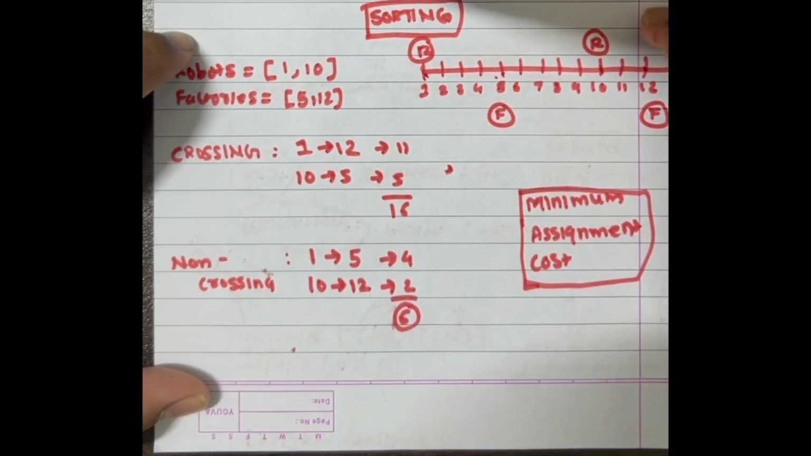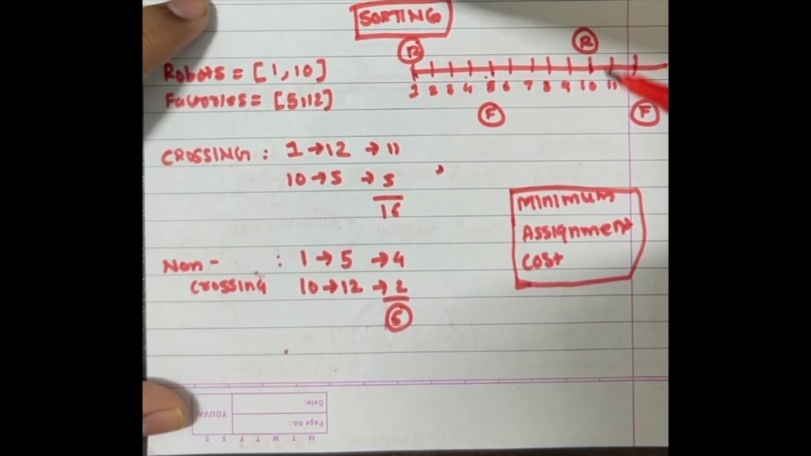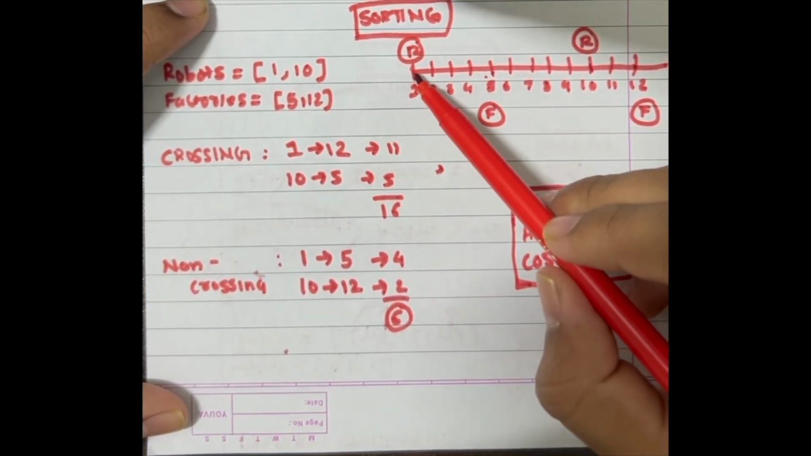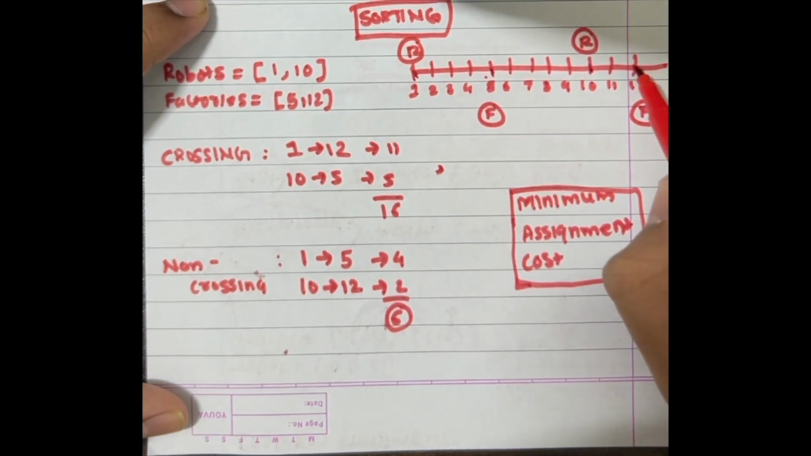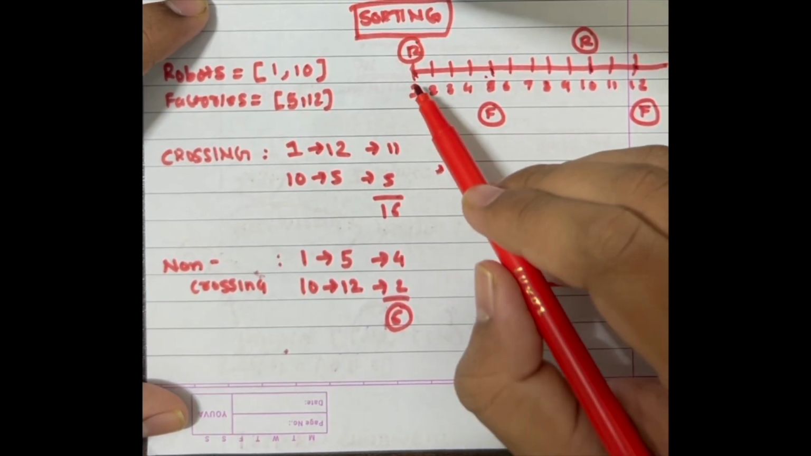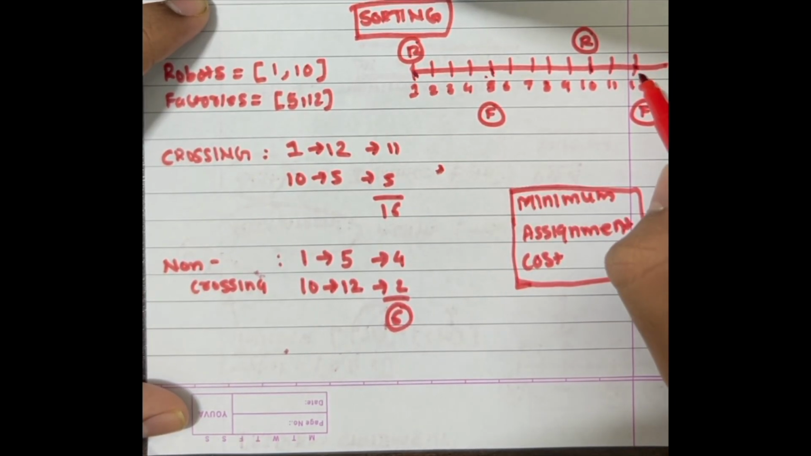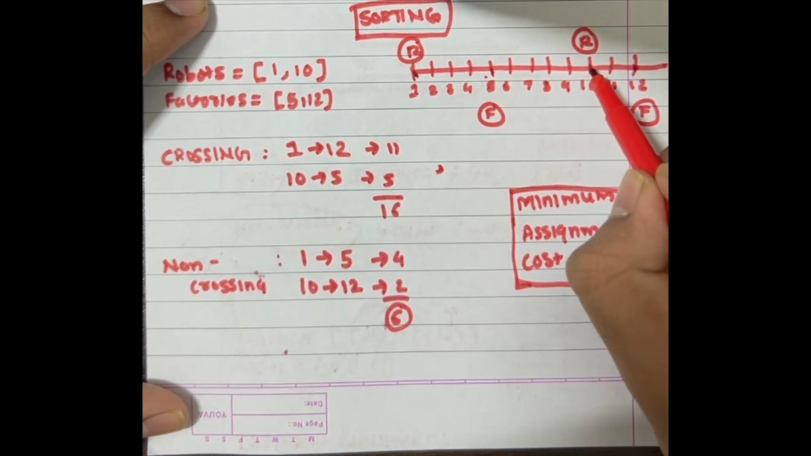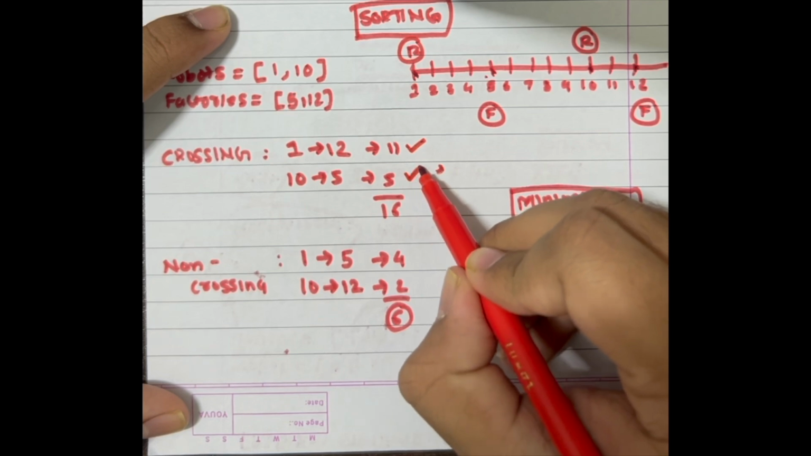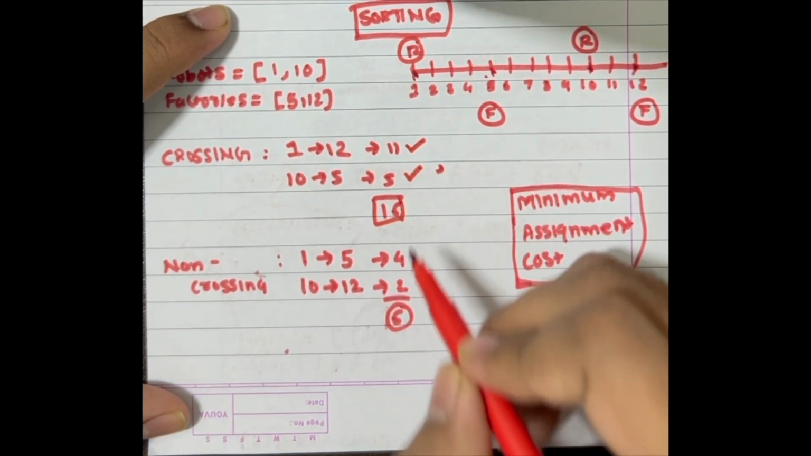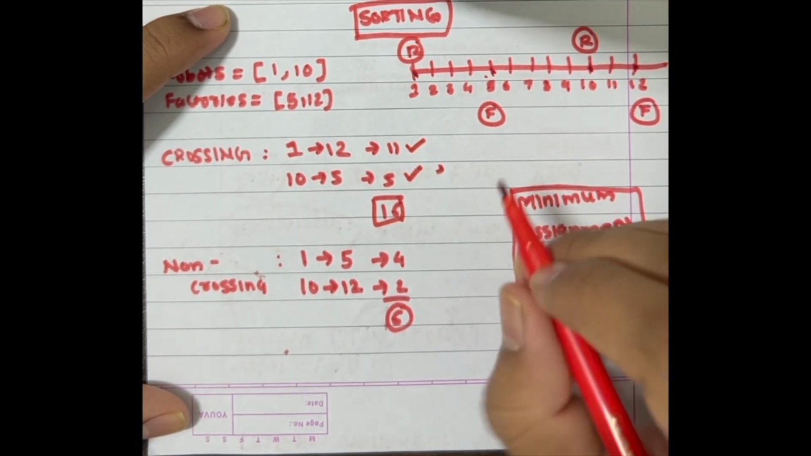Okay, before going to the DP-based solution, consider this. You have 2 robots and 2 factories: a robot at point 1 and a robot at point 10, a factory at point 5 and a factory at point 12. What if we assign the robot at point 1 to the factory at point 12 and the robot at point 10 to the factory at point 5? The assignment costs will be 11 and 5 respectively, and the total cost will be 16. But this is not a correct solution.